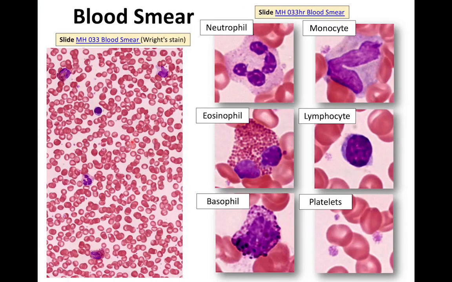When we see a blood smear, the most abundant cells are the red blood cells. These biconcave disc-like eosinophilic cells are red blood cells. The second type of cells are white blood cells. And as you know from lecture, we have 2 types of white blood cells: granulocytes and agranulocytes. The granulocytes contain both primary and secondary granules, but the agranulocytes contain only primary granules. And we have 3 types of granulocytes: neutrophils, eosinophils, and basophils.